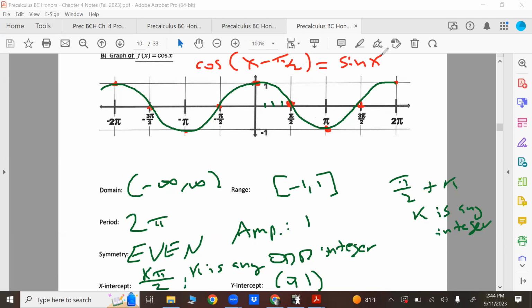Like, for example, if I were to plug in cosine of x minus pi over 2, what would I get? Wait. I messed this one up, actually. Hold on. Oh, no, I did not. We're good. I didn't mess it up. It's correct. So, guys, if I were to put in, say, 2 pi over 3, 2 pi over 3 minus pi over 2 would be pi over 6. And sine of pi over 6 is 1/2.